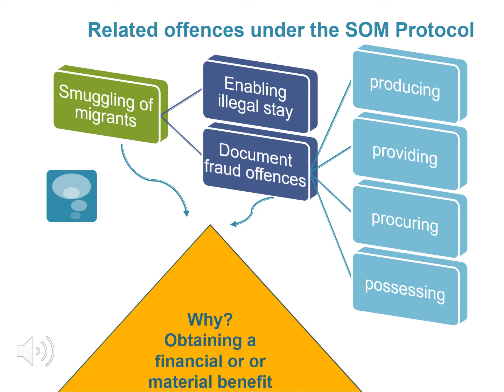The second type of related conducts are document fraud offenses. So this is about producing, procuring, providing, or possessing a fraudulent travel or identity document, where this is done with the purpose of obtaining a material benefit or a financial benefit.